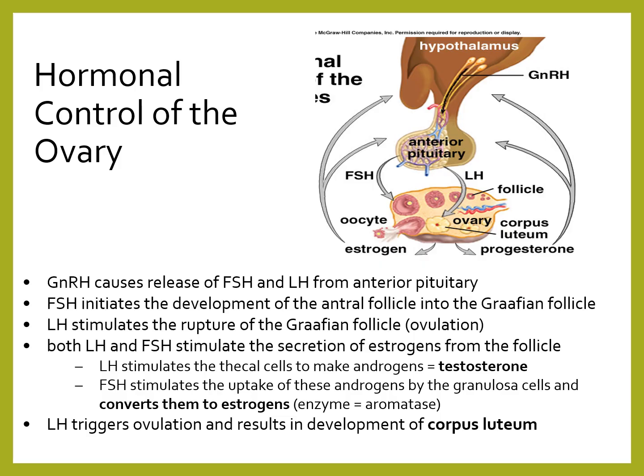So LH stimulates the thecal cells, which is the outermost portion of the follicle, to make testosterone. And then testosterone is taken up by the inner granulosa cells and converted into estrogen. And this conversion requires an enzyme called aromatase. So you may not realize it, but estrogen starts off as the hormone testosterone. We're also going to see that luteinizing hormone, again, triggers ovulation, and after ovulation, it is going to result in the development of the corpus luteum.